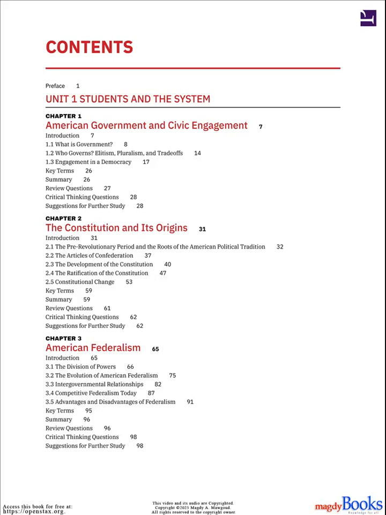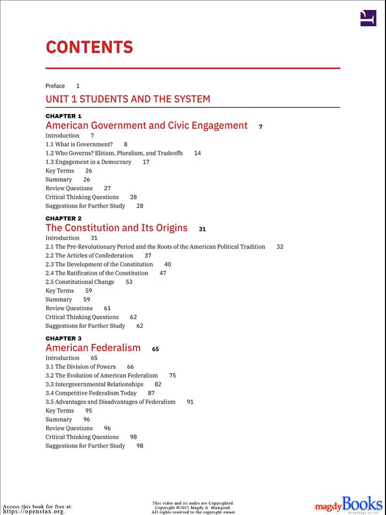Chapter 2. The Constitution and its Origins. Introduction. 2.1. The pre-revolutionary period and the roots of the American political tradition. 2.2. The Articles of Confederation. 2.3. The development of the Constitution. 2.4. The ratification of the Constitution. 2.5. Constitutional change. Key terms. Summary. Review questions. Critical thinking questions. Suggestions for further study. Chapter 3.